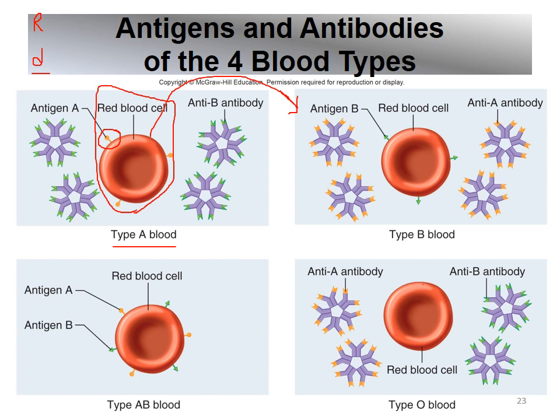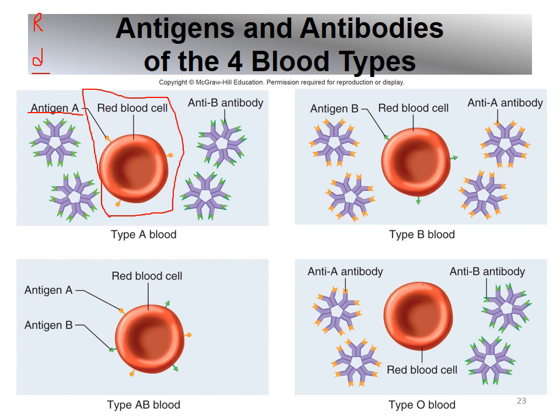All right, so let's go through this. So if I'm type A and I want to see who I can donate blood to, that means that on my blood cell surface, I have A antigens. Now, I want you to think about this. What antibody does not get along with A antigens? I'm going to stop just for a second or two and let you think about it.